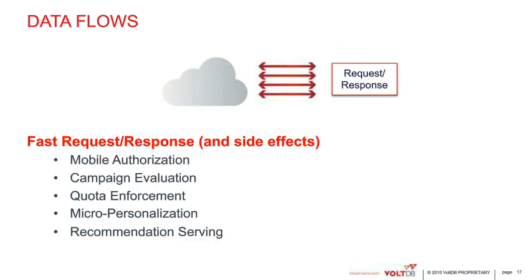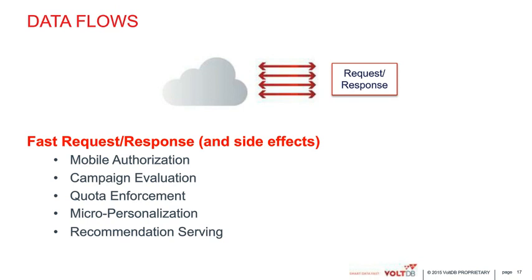A second data flow is a request-response pattern. This is really what the most traditional database application pattern looks like. We're all very familiar with applications that make a request to a database and that receive a response that enables the application to continue on. This also happens in fast data applications.